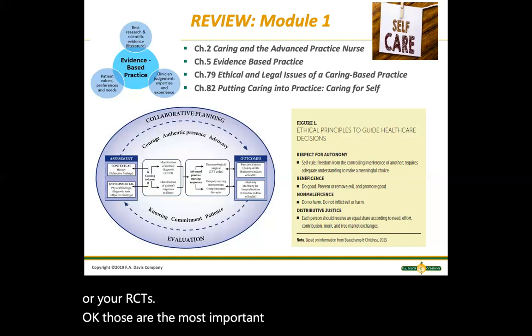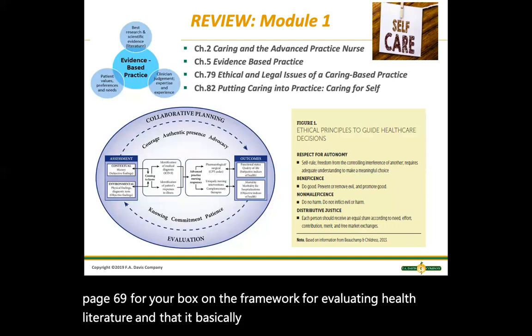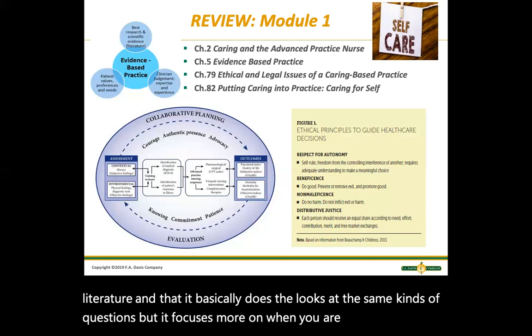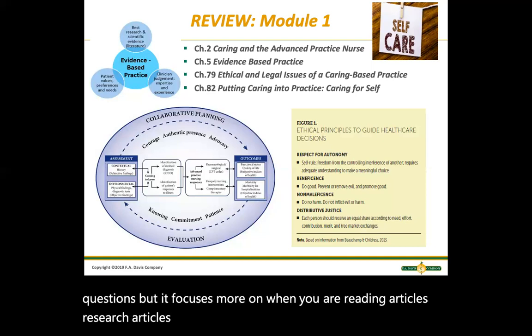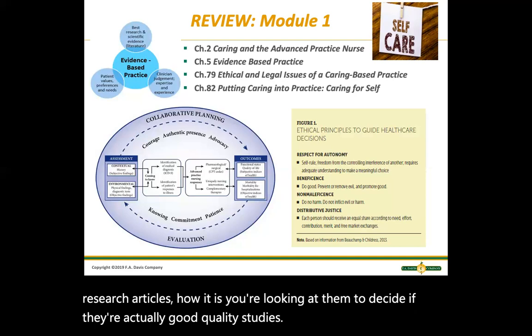You also want to look at page 69 for your box on the framework for evaluating health literature. It basically looks at the same kinds of questions, but it focuses more on when you are reading articles, research articles, how you're looking at them to decide if they're actually good quality studies. All right, and that's pretty much it for that.